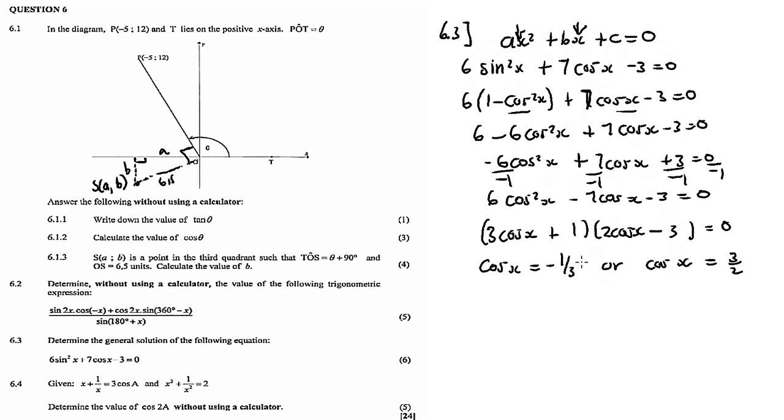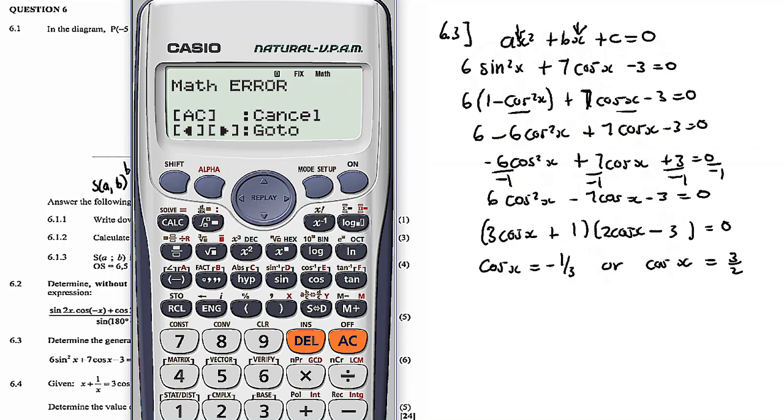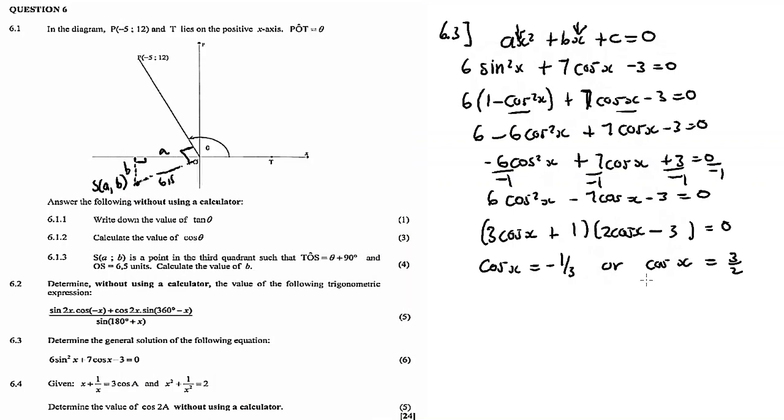Now I'll find my general solutions for this trigonometric function and for this trigonometric function. But this one does not have a solution. If I take the second function of 3 over 2, cos of that is what? It's a math error. So this one doesn't have any solution, so we take it out again. We find the general solution for cos x equal to minus 1 over 3.